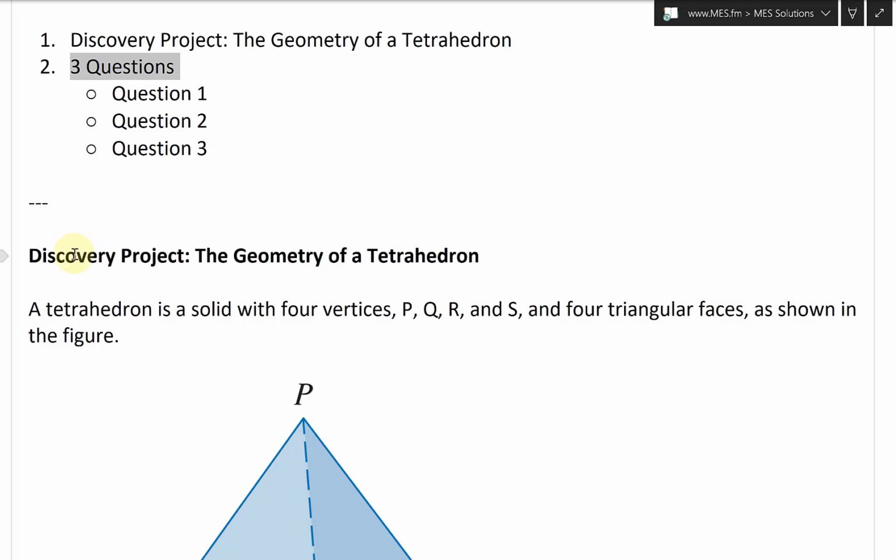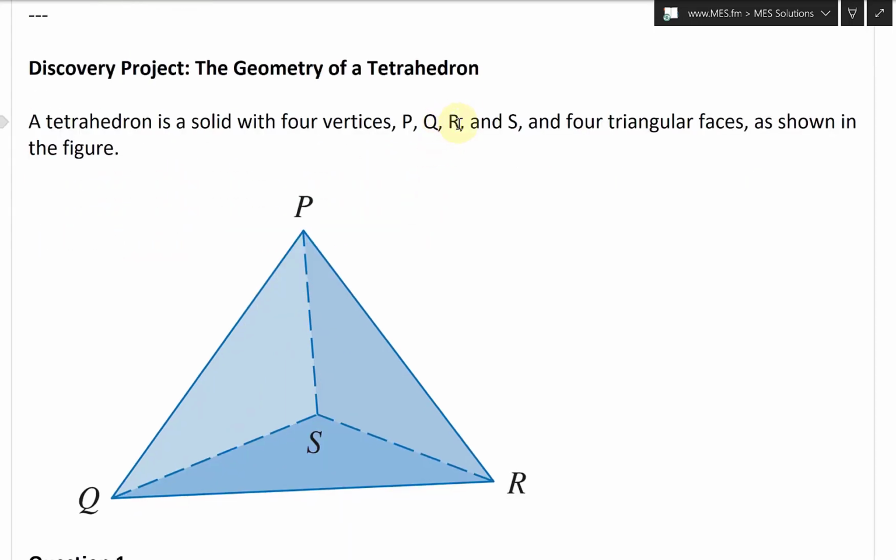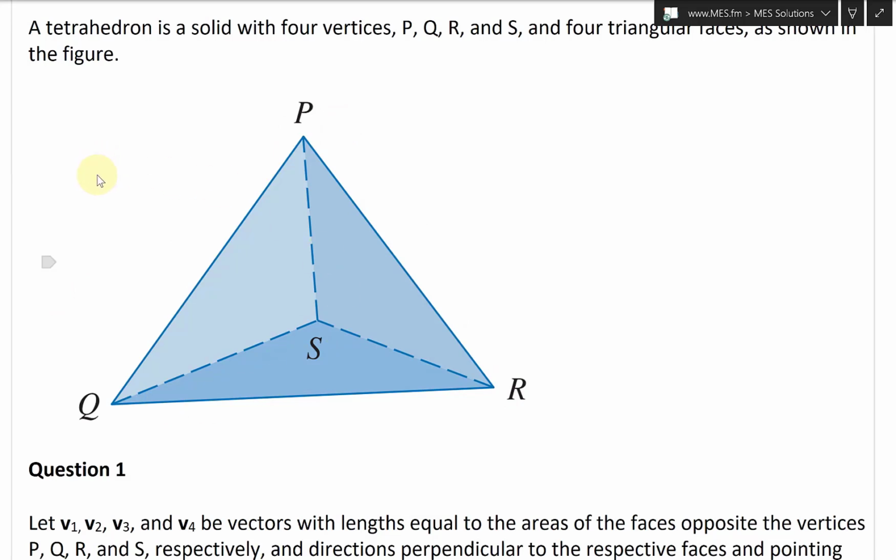Let's just jump right in. So, discovery project: the geometry of a tetrahedron. A tetrahedron is a solid with 4 vertices, P, Q, R, and S, and 4 triangular faces, as shown in this figure like this.